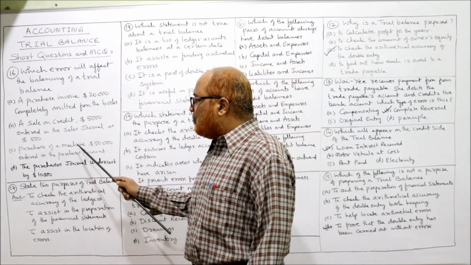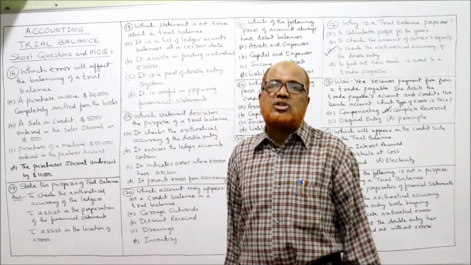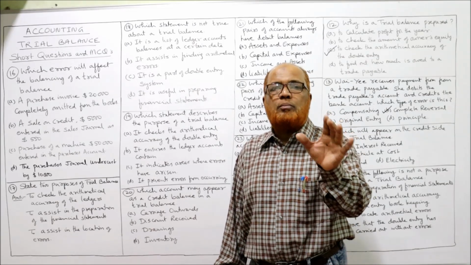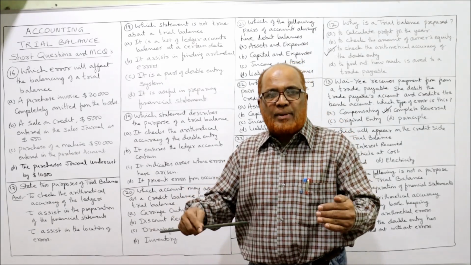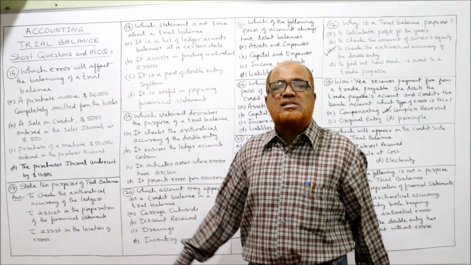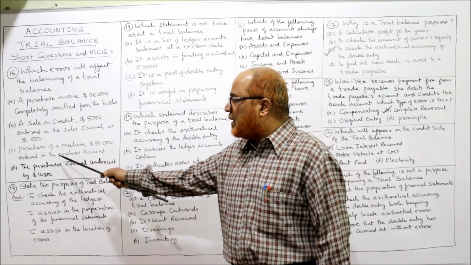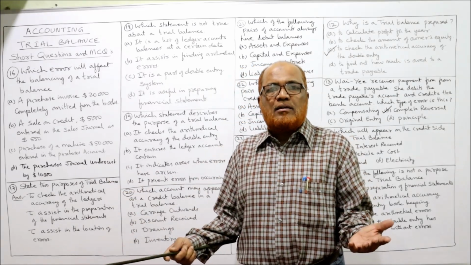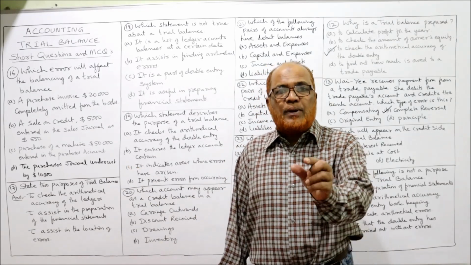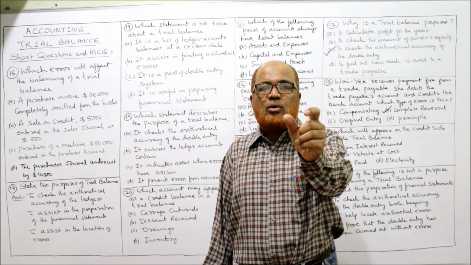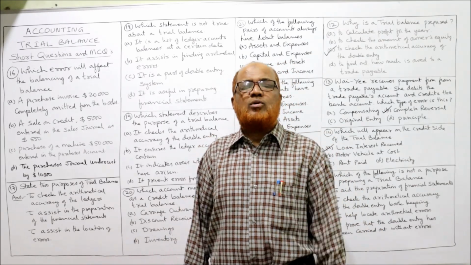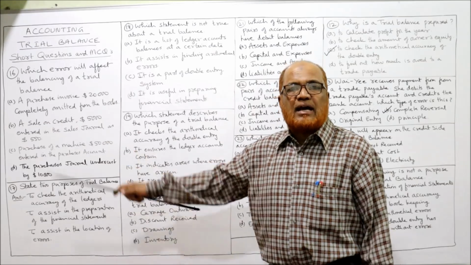Next one, purchase of machine $50,000 entered in the purchases account. Actually, when we purchase a machine, machine account should have been debited. But by mistake, instead of debiting machine, it has debited purchase account. So again, this error will not affect the trial balance. Simply, instead of debiting machine account, the accountant has debited purchases account. He has taken the same amount. That means it will not affect the trial balance.